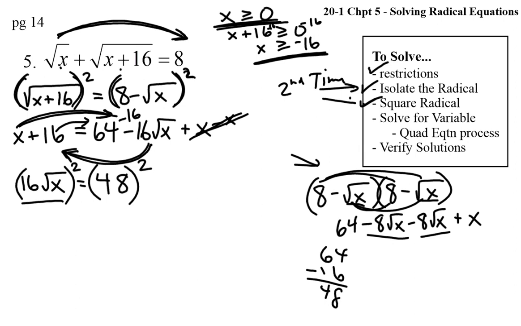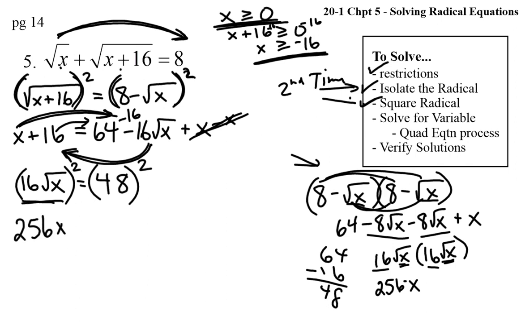Nice thing is here there's no FOIL, but we have to be careful. 16 root x times 16 root x. 16 times 16 is 256, and root x times root x just leaves us with the x. So we have 256x equal to, and we just have to go 48 squared, which is 2,304. And at this point, now we can solve for the variable because we've finally gotten rid of the radical.